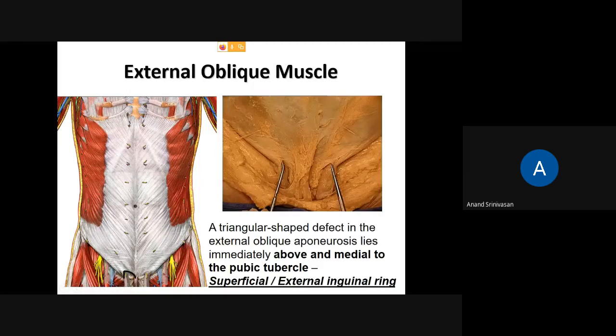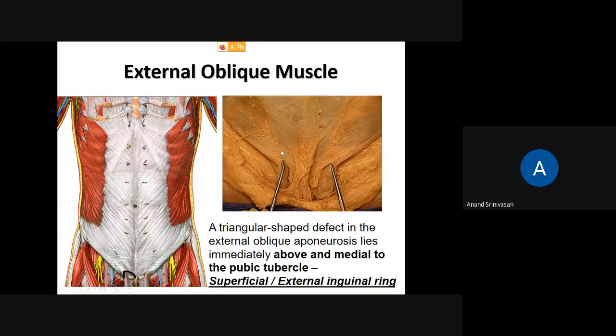So that will be the superficial inguinal ring. This is a defect located above and medial to the pubic tubercle. You know this is the pubic tubercle; just medial to the pubic tubercle there is a defect in the external oblique aponeurosis. That's called the superficial inguinal ring.